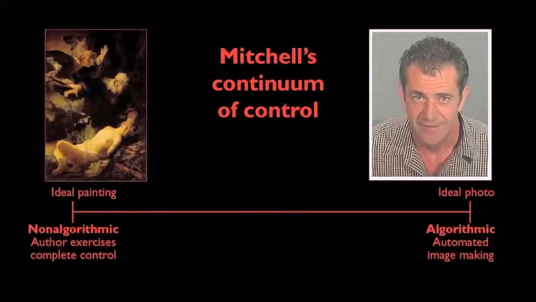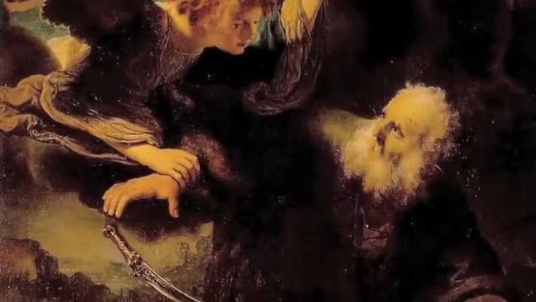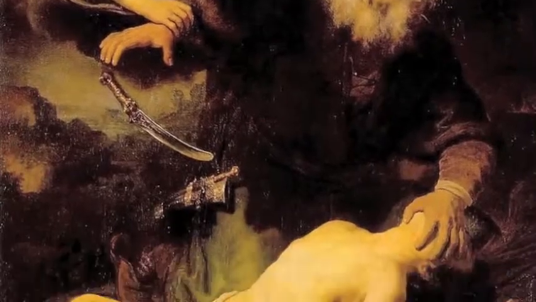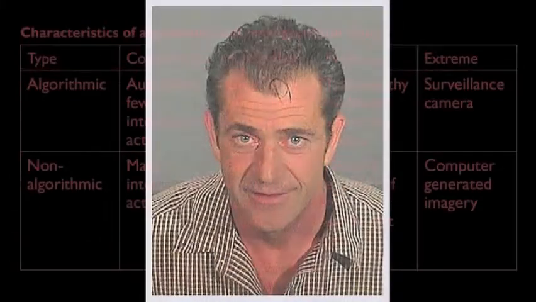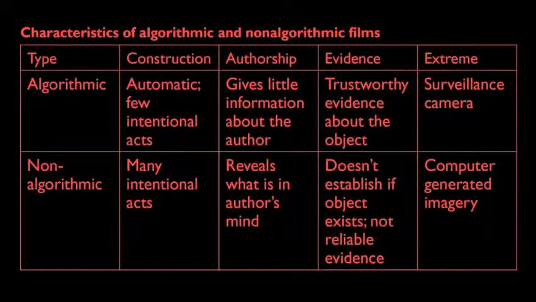Mitchell arranges images on a spectrum running from non-algorithmic to algorithmic. The ideal painting is at one end, and the ideal photograph is at the other, the ideal photograph being one constructed automatically. Mitchell cautions not to insist on clear-cut dividing lines. Mitchell's continuum can be thought of as a continuum or range of how much control a filmmaker has or chooses to exercise.